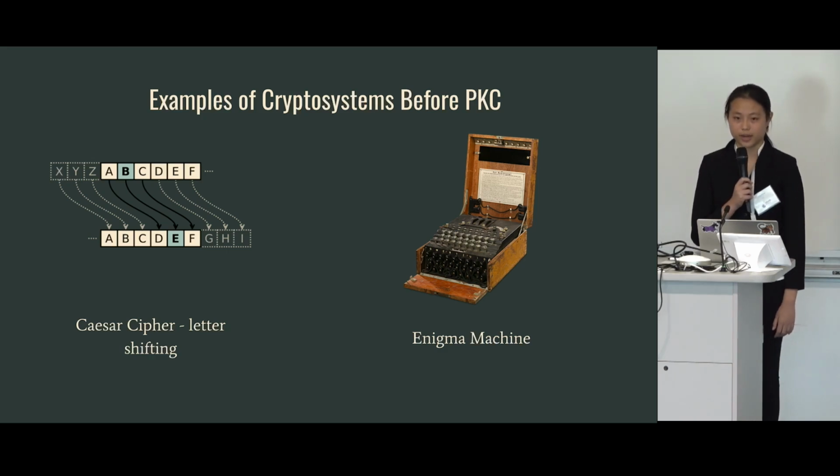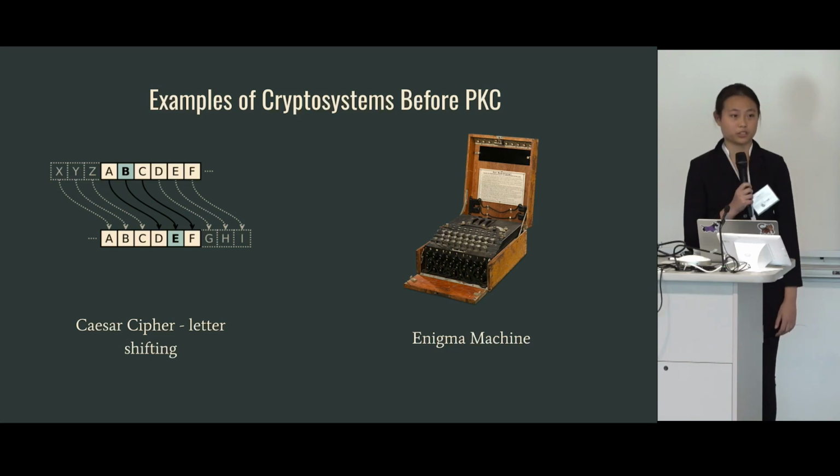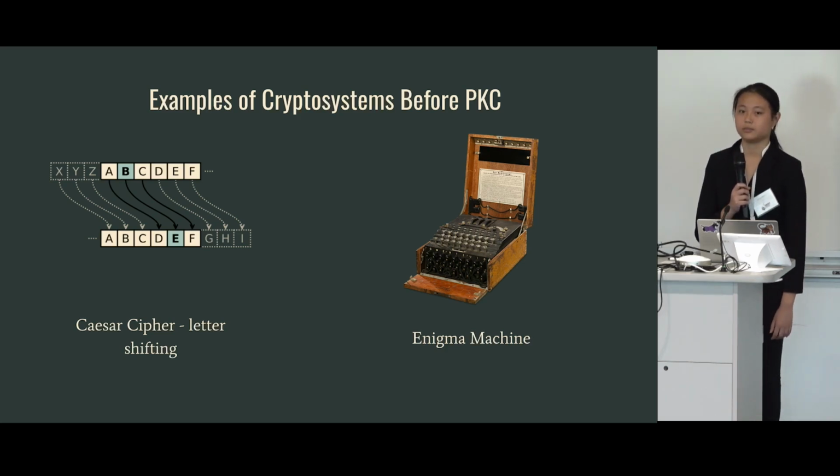This crypto system requires that Alice and Bob share the number of places they're shifting by beforehand over a private communication channel, meaning that the Caesar cipher is not considered a public key crypto system.